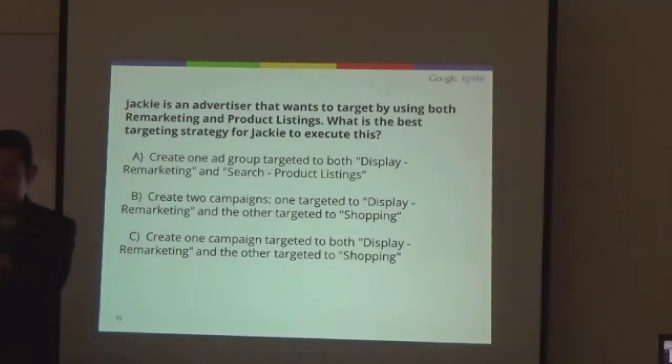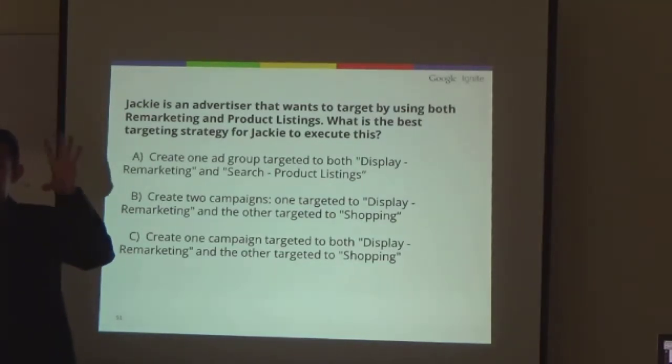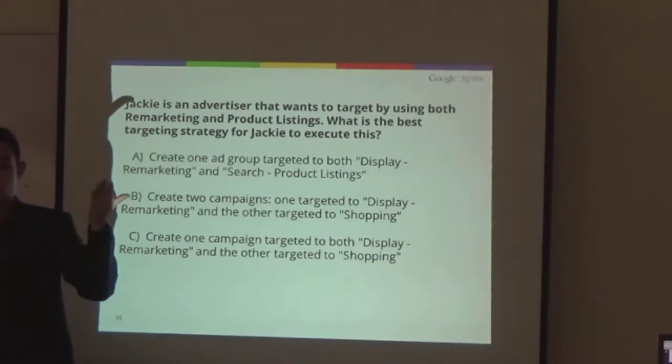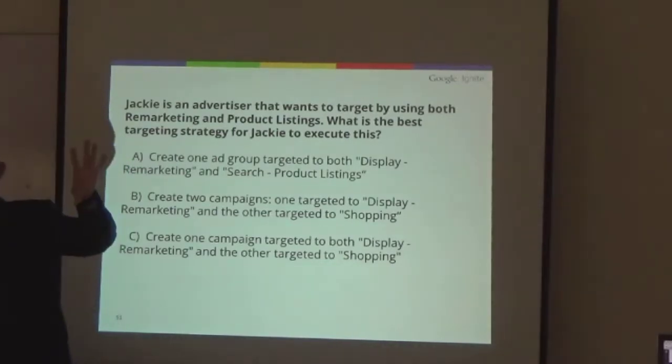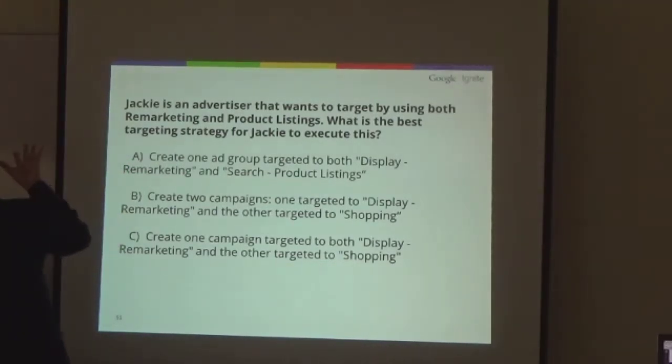Now, I will not say the right answer just yet. There are two possibilities here. Typically, an advertiser in this scenario, who wants to do remarketing and product listing, can actually go for B or C. He can create one campaign, put everything together, search and display in one campaign. Or he can also choose to do separate campaigns: one search campaign to target shopping ads, and a display campaign for remarketing. So you can choose to create two separate campaigns.